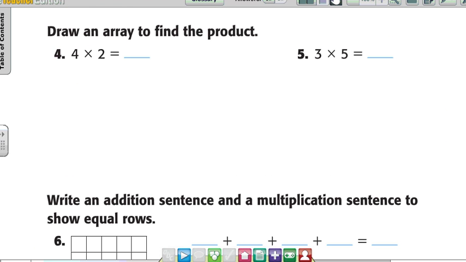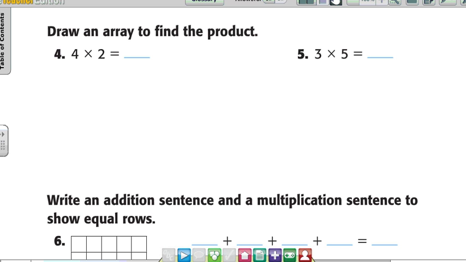Look at number 4 and 5. It says draw an array to find the product. Okay, just like we did before. An array is to make sure that the squares are in rows and columns. The first number tells you how many rows you need. The second number tells you how many in each row.